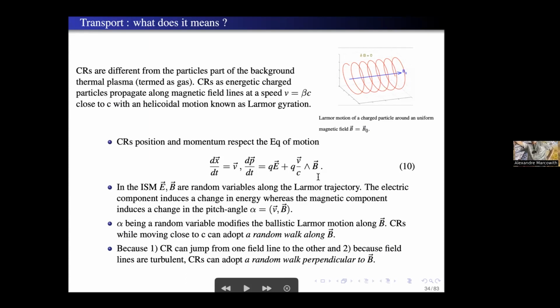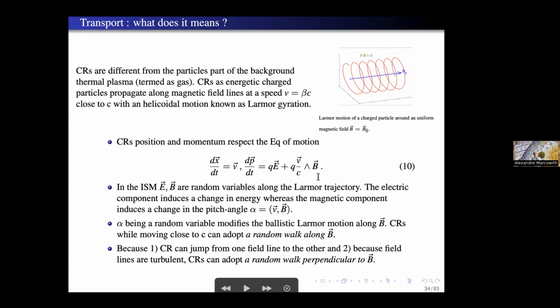So okay, let's move to transport. I've told you about Larmor radii. The particle, by default, if you have a homogeneous magnetic field, will have a gyro motion. This is the Larmor motion. You probably know that. In fact, cosmic rays fulfill this type of equation. If you want to know the position and the momentum of a particle along a magnetic field, you have to solve this coupled equation. Very simple.